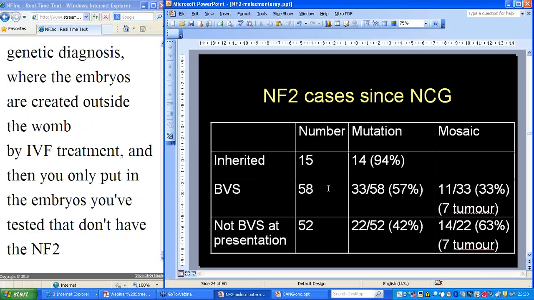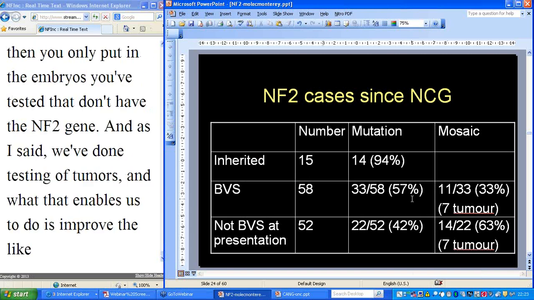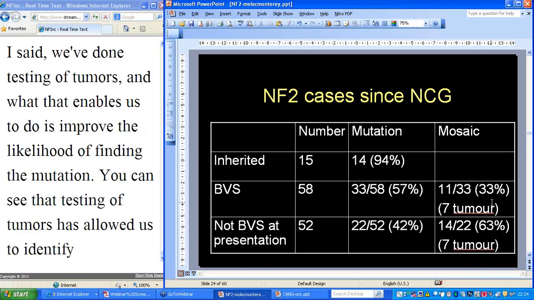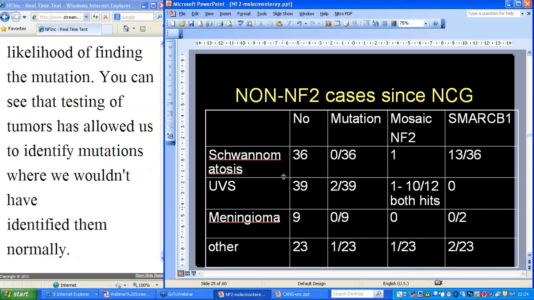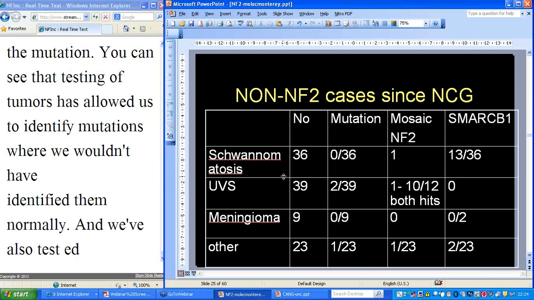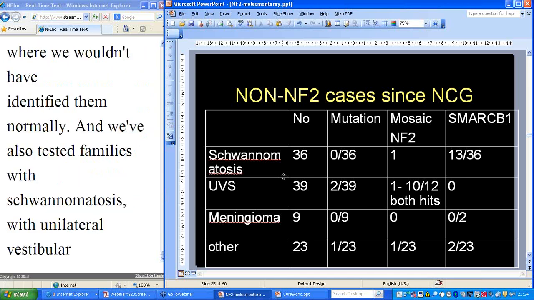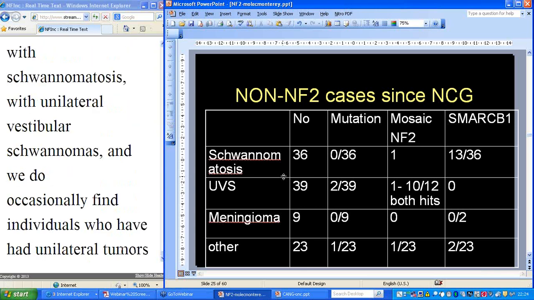And as I said, we've done testing of tumors, and what that enables us to do is improve the likelihood of finding the mutation. You can see that testing of tumors has allowed us to identify mutations where we wouldn't have identified them normally. And we've also tested families with schwannomatosis, with unilateral vestibular schwannomas, and we do occasionally find individuals who've had unilateral tumors just on one side at a very young age. They can have NF2.